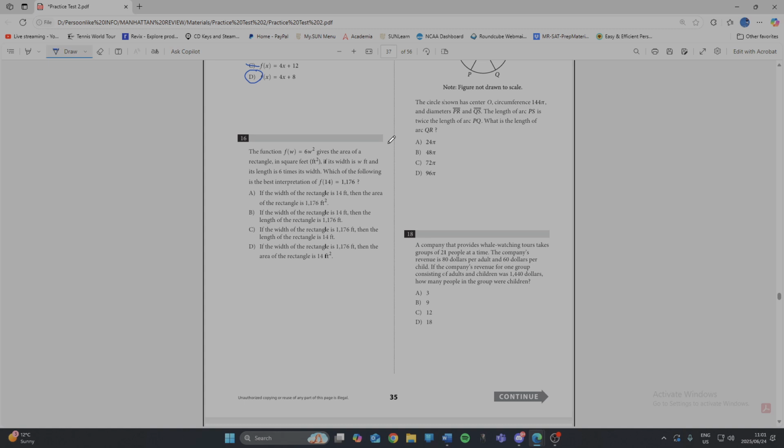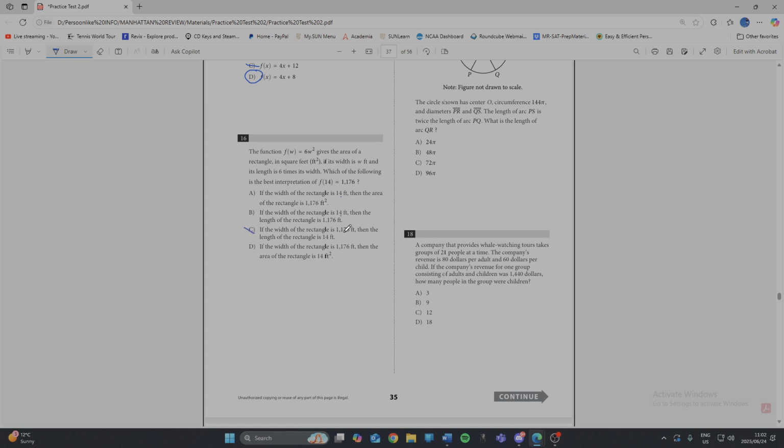Okay. Now it asks us about the function f of w equals 6w squared, which gives the area of a rectangle in square feet if its width is w feet and its length is 6 times its width. Which of the following is the best interpretation of f of 14 equals 1176? So obviously this would mean if 14 is in here and 14 is w, 14 is the width. So let's see where it says that if the width of the rectangle is 14.